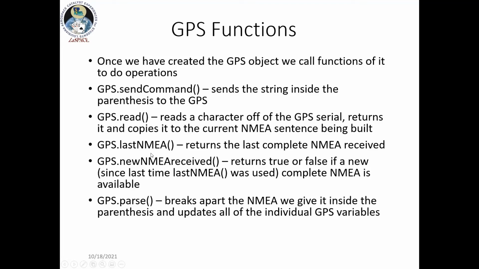And what that'll do is the library will then look at that sentence and pull out all of the individual pieces of data. So this parse function will basically take whatever NMEA sentence you feed it, and then it'll update a bunch of internal variables that are part of this GPS object. That way we can then access those internal variables to get the specific latitude or longitude or altitude without having to go through the entire text string and find the piece of data that we want.